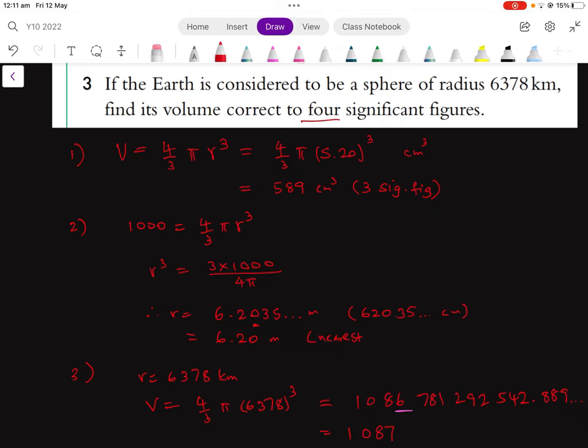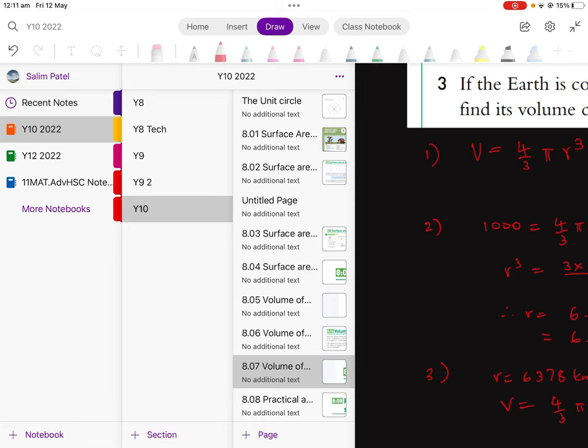So I'm going to put this in scientific notation: 1.087 times 10 to the power of, let's count the decimals, 1, 2, 3, 4, 5, 6, 7, 8, 9, 10, 11, 12. So 10 to the power of 12. And this volume is in kilometers cube. Okay, is that clear? Any questions, please post on Teams, and we will consider working a solution out for you.